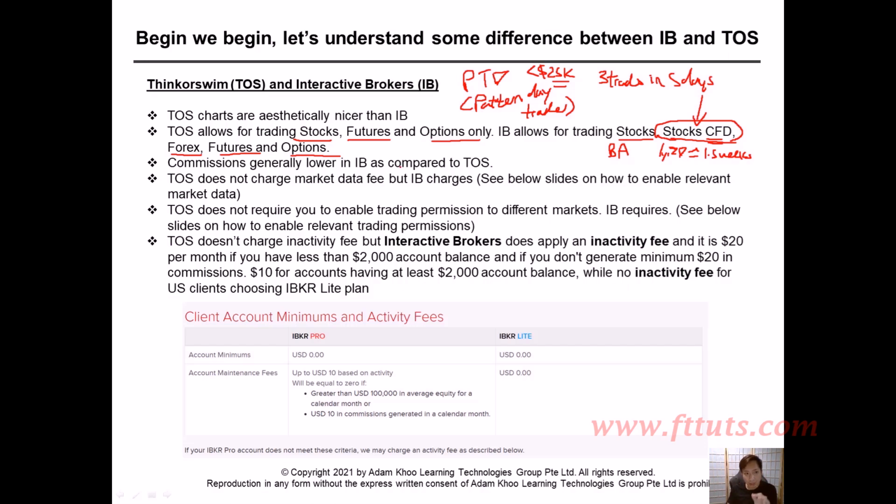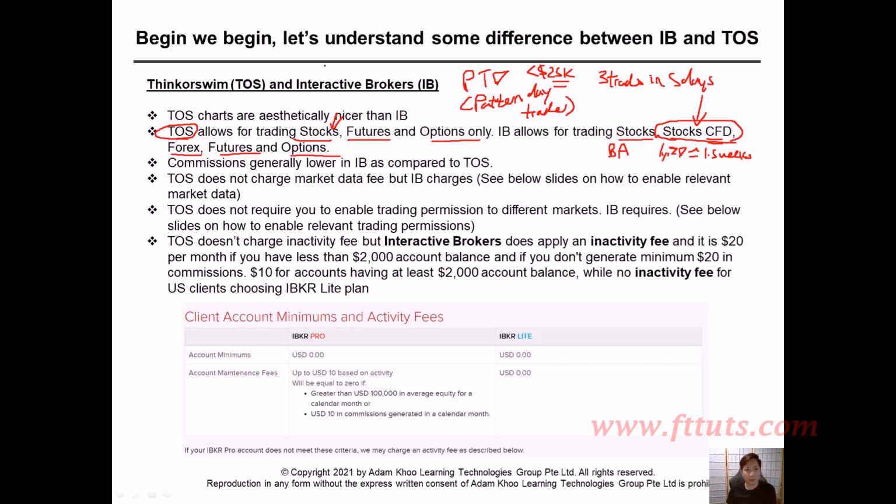Take note, in Thinkorswim, you cannot trade stock CFD, only stocks. So that's the thing. Not all platforms are good, not all platforms are bad. There's always pros and cons to everything, just like when you buy property. The property that you think is bad may be good to someone else, and the things that you think are good may be bad for someone else. So it really depends on which product you are trading, how much account you have, what's your style of trading, and whether you just like the platform or not.